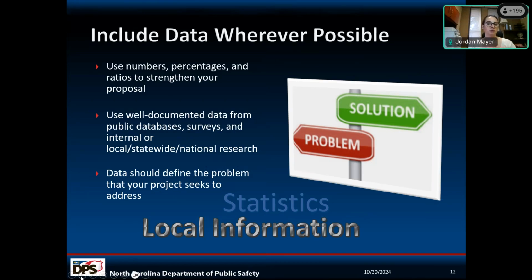The data should be focusing on the problem that your project is seeking to address. So, you know, if your project is a child abuse grant, then make sure that it is focusing on child abuse statistics and not elder abuse and, you know, vice versa, things like that. Just make sure everything that you provide in your application is relevant to the project purpose and goal.